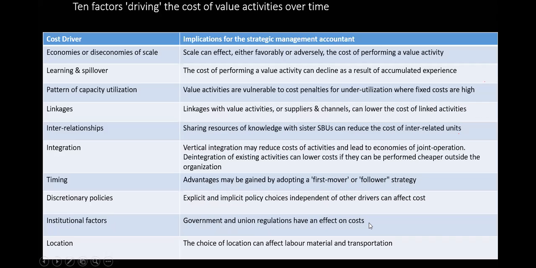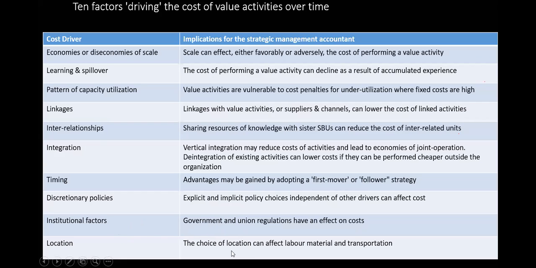Institutional factors, maybe government may fix certain salary levels. You have to pay that amount of salary, so that is the cost driver. Institutional factor is the cost driver. For example, if you take EPF and ETF, employee related cost is an institutional factor.